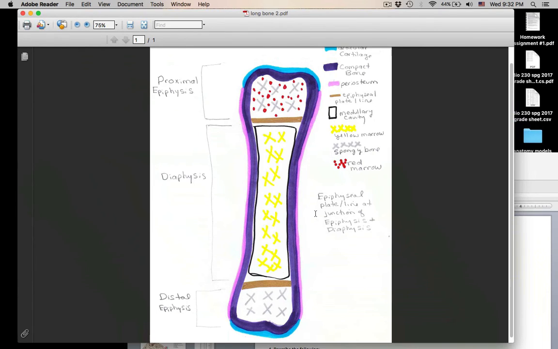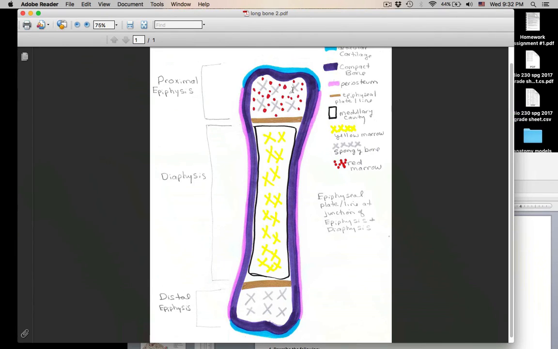Then you're going to add periosteum. Peri means around, osteo means bone, so this is the covering around the bone. It starts where the articular cartilage stops. It's attached to the compact bone, just like the articular cartilage is attached to the compact bone. So the periosteum starts where the hyaline cartilage ends. It goes all the way to the other side where we have articular cartilage.